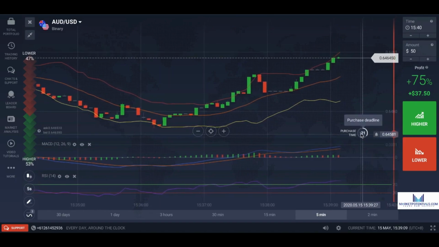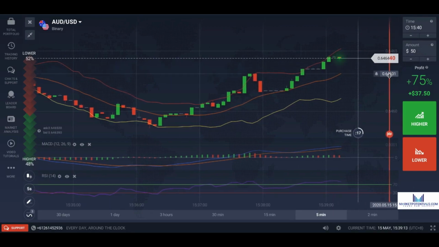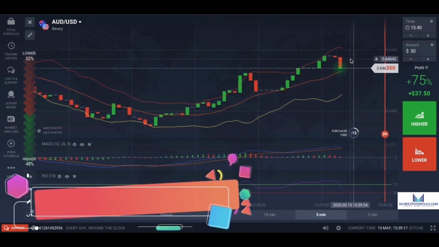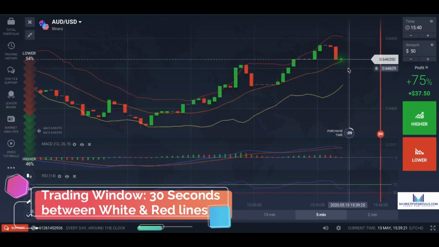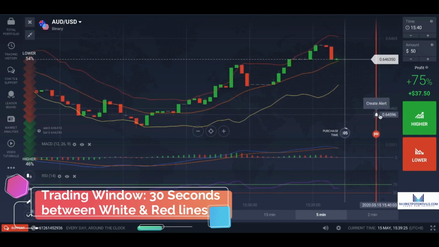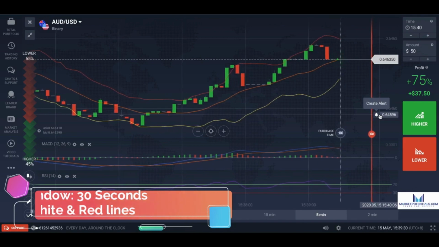So that's another thing about timing, guys. This is the purchase deadline, and the red line is the expiration line. So basically you choose whether it's going to end up being higher or lower by the red line, and the outcome is basically known on the red line. That's really just it. Forecasting the chart 30 seconds into the future. That's all you're really doing.